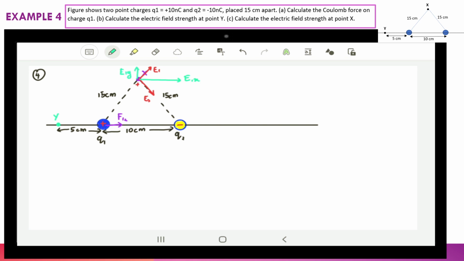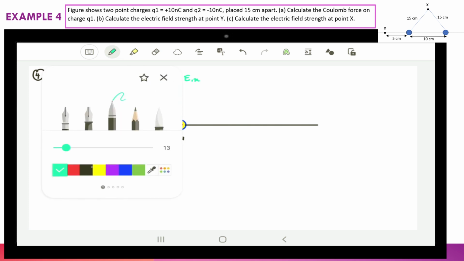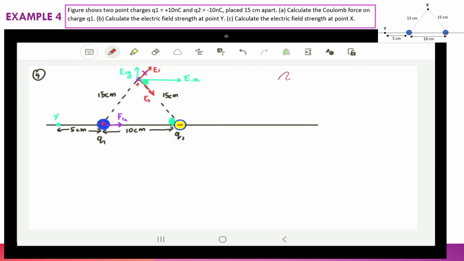Okay, so now look at the angle. We can find the angle here by calculating the angle of this triangle. So let's say we draw a triangle. Here is the hypotenuse and this is the base. We want to know what is the angle here.